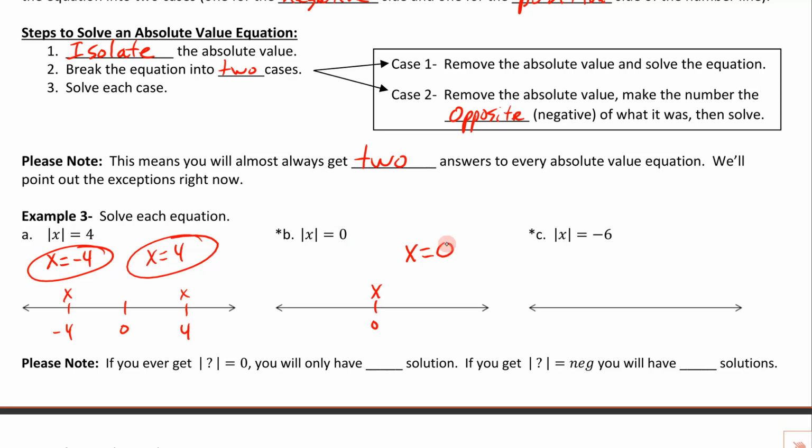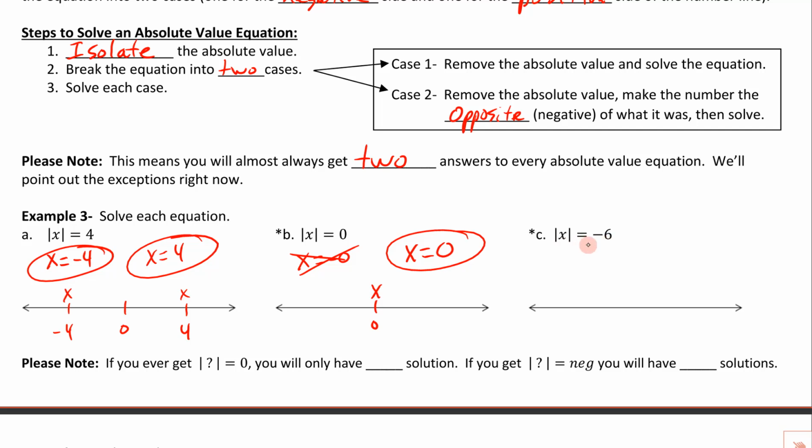So remove the absolute value. It's already solved. Now, if we remove the absolute value and set it equal to the opposite of what it was, there is no such thing as negative 0, okay? So these two would represent the same thing. It's right on top of 0. The only way it can be 0 units from 0 is if it's right on top of there.